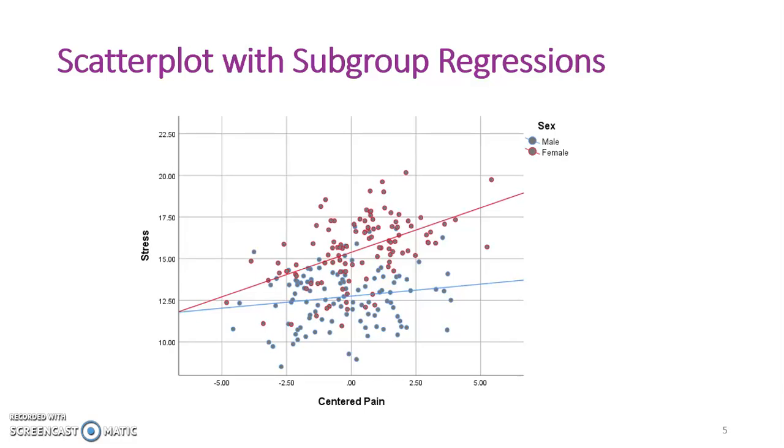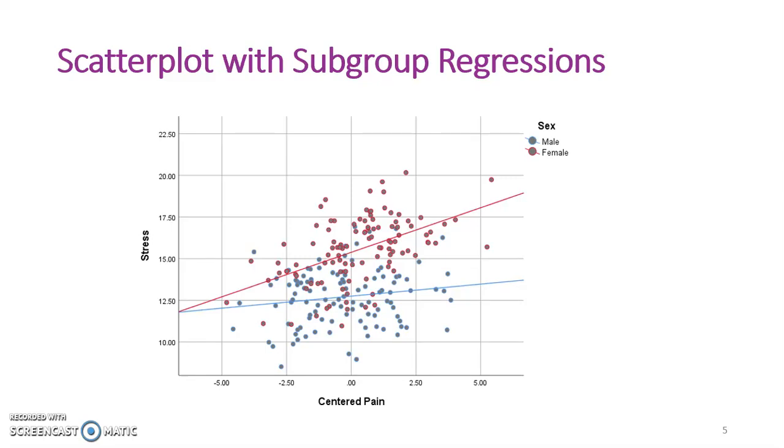Here's a scatter plot with some subgroup regression fit lines on it. So this scatter plot looks pretty similar to other scatter plots we've looked at with regression, especially when we just have a simple linear regression with an x and a y variable. So here our x variable is the pain variable, which is centered. So the center of the plot is 0. And then we have stress, our outcome, on the y-axis.